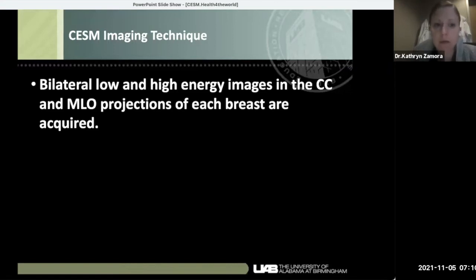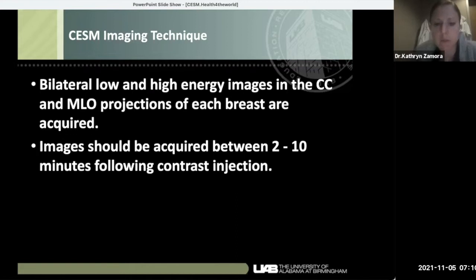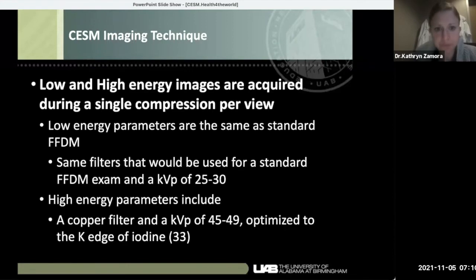We obtain bilateral low and high energy images in the CC and MLO projections for each breast. The images should be acquired between 2 to 5 minutes following contrast injection. So you want to wait 2 minutes prior to compressing the breast and imaging for that contrast to be taken up into the tissues and move out of the vasculature. The low and high energy images are acquired during a single compression, and that's important because that does decrease motion.